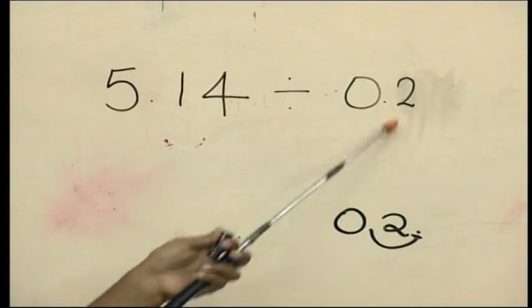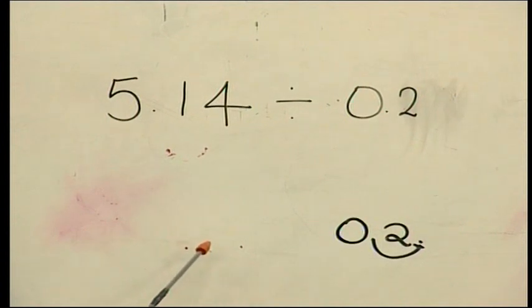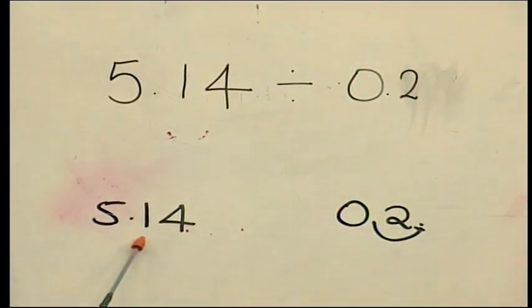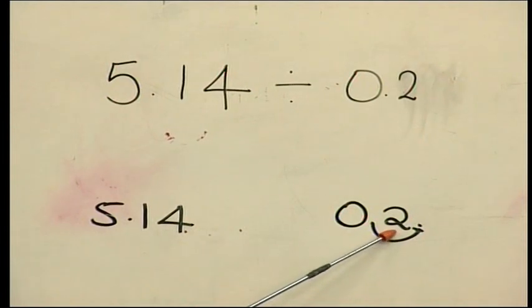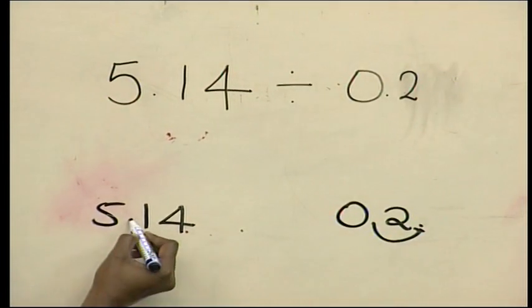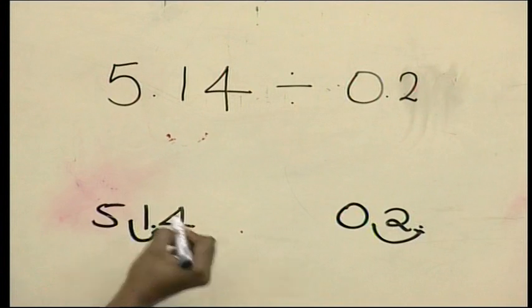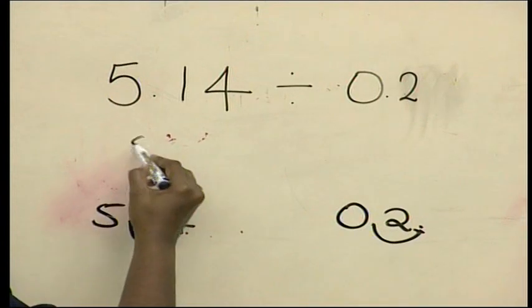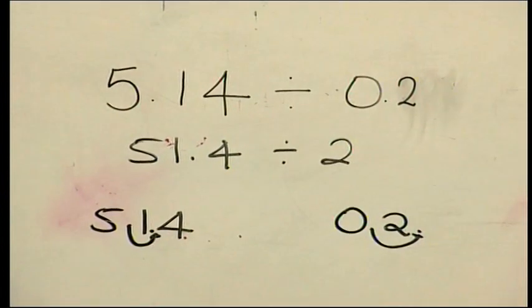Remember I said change the divisor into a whole number first. So when you do that with 0.2, you also do the same with 5.14. So 5.14, how many places are you going to move your decimal point? 1. Okay, 1 place to the right. You also do the same like what you did for the divisor. So 5.14, you move 1 decimal point to the right. You will have 51.4. So it should be like this. It should read 51.4 divided by 2. Now you can divide.